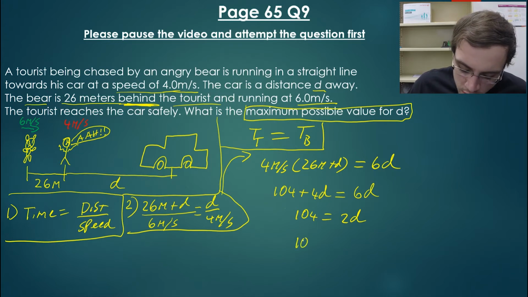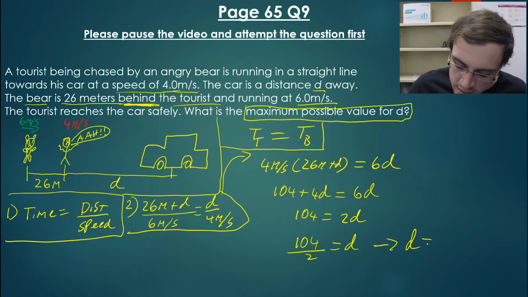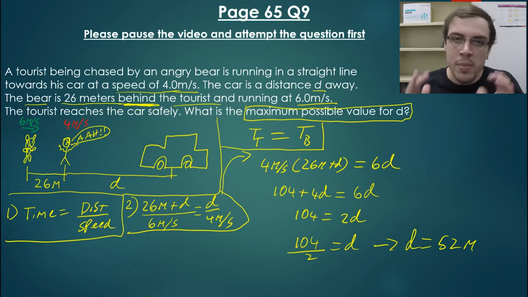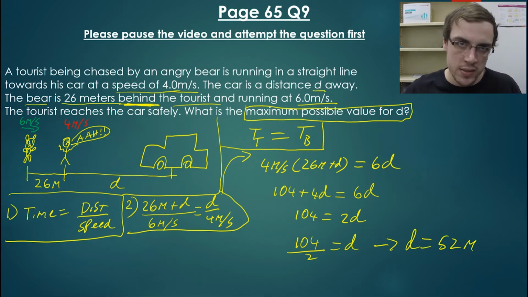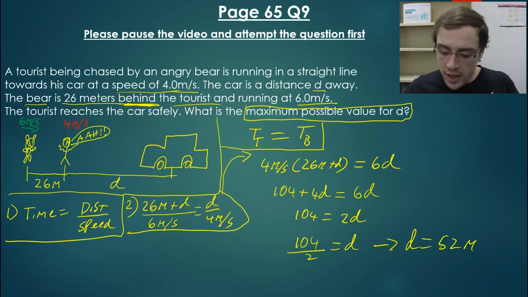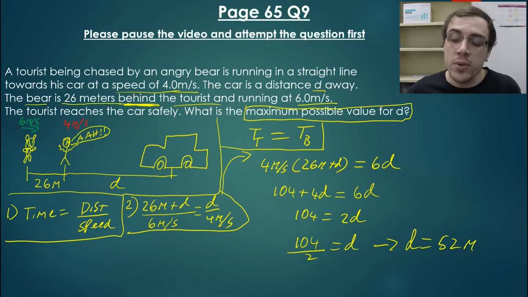So it's going to be 104 divided by 2 is equal to D. So this means that D is equal to 52 meters. And all this says is that the maximum possible distance that that car could be for the tourist to reach it alive is 52 meters. So if it was 52.1 meters, he's gone, he's gobbled up, he is dinner, okay? If he was 51 meters, he's safe.